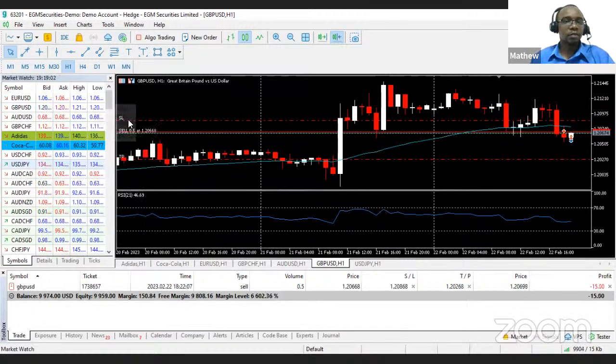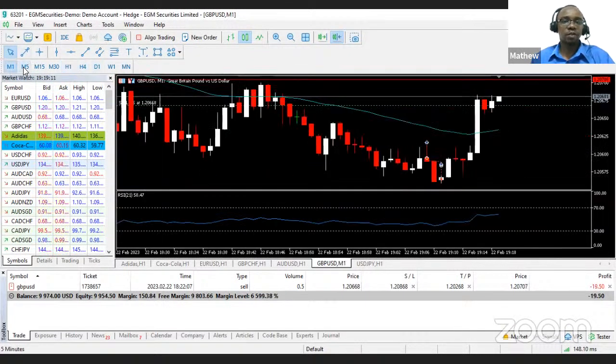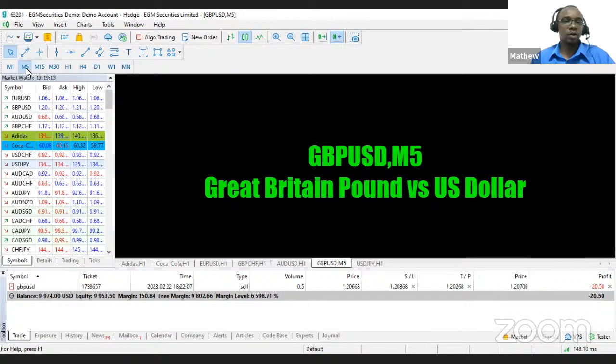Now, let's have a look at something else here. There's something called timeframes. Basically, this is where you have timeframes over here. You have M1, M5, M15, M30.